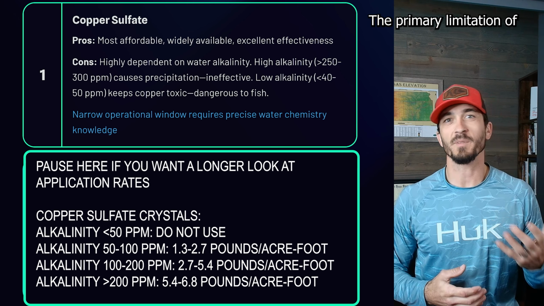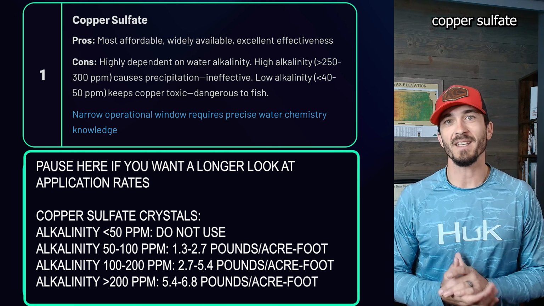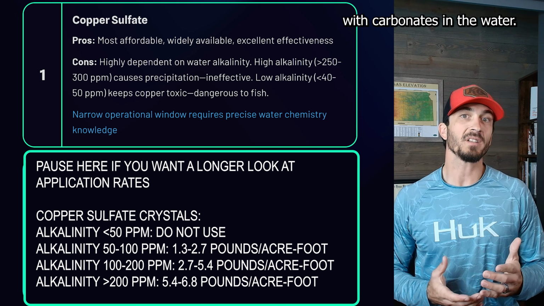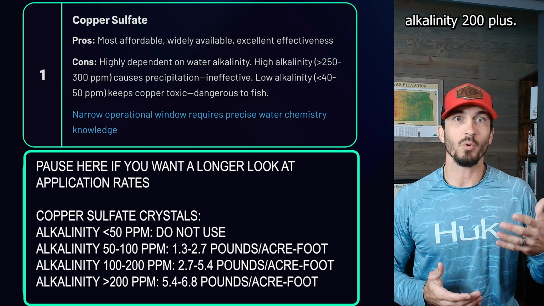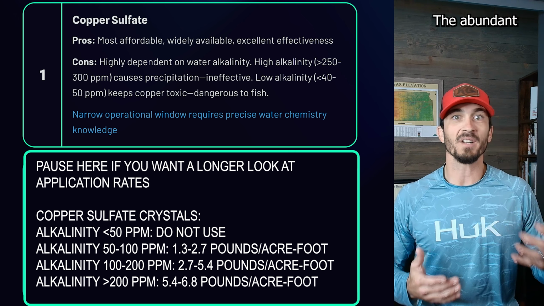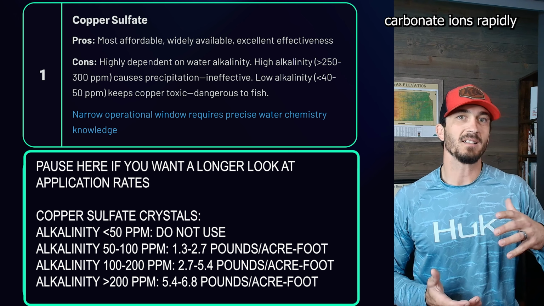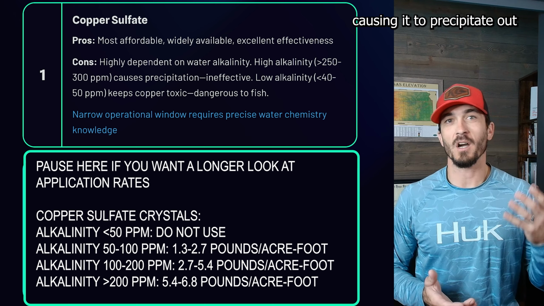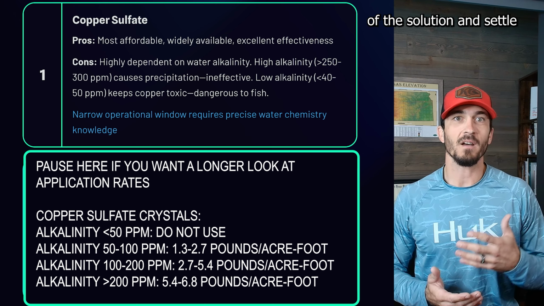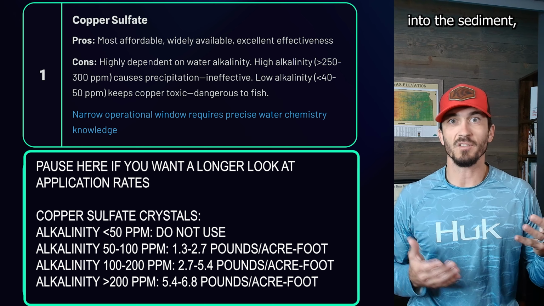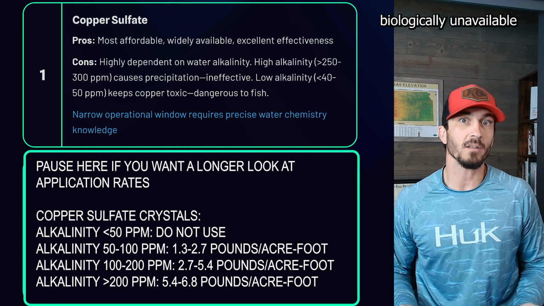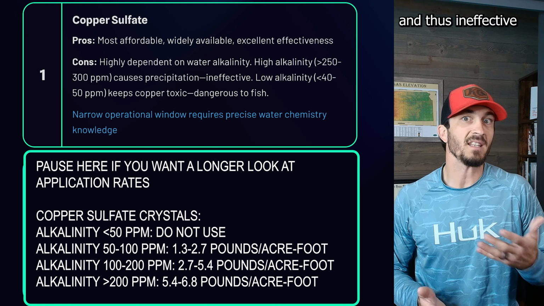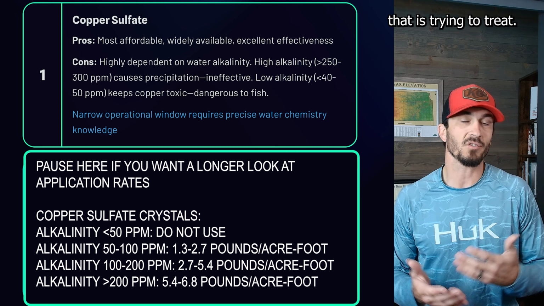The primary limitation of copper sulfate is its interaction with carbonates in the water. In ponds with high alkalinity, 200 plus, the abundant carbonate ions rapidly bind with the copper, causing it to precipitate out of the solution and settle into the sediment, where it becomes biologically unavailable and thus ineffective against the algae that it's trying to treat.